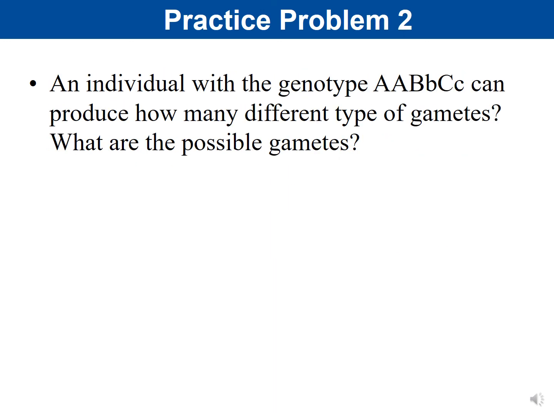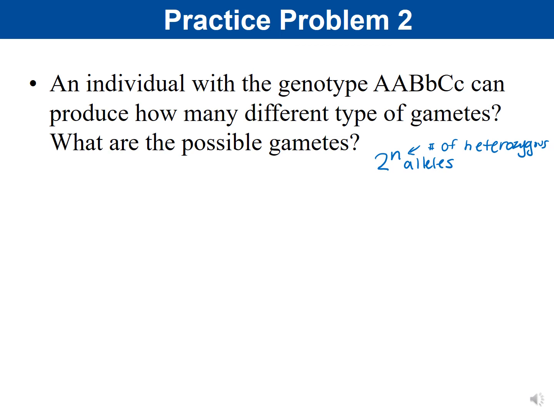The next question says, an individual with the genotype big A, big B, big C, little c, can produce how many different types of gametes, and what are the possible gametes? So now, there's two ways that you can approach this. If the question had simply asked how many different types of gametes, there's a formula that you can use. And that is 2 to the n power, where n is the number of heterozygous alleles.